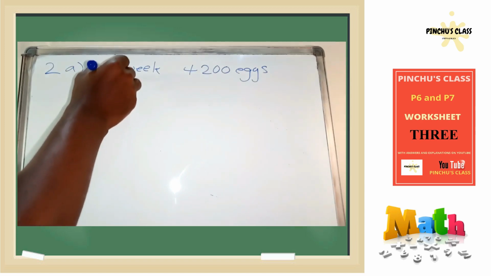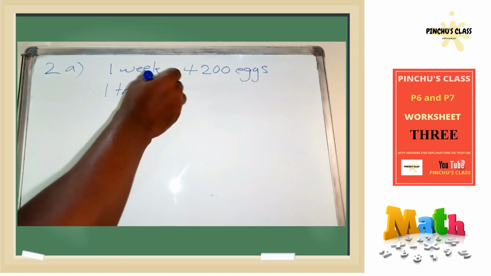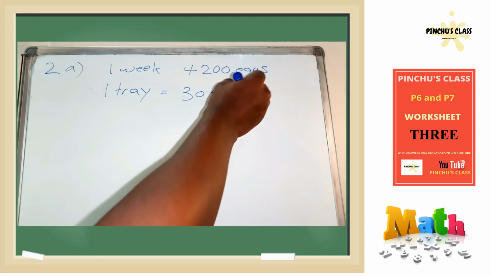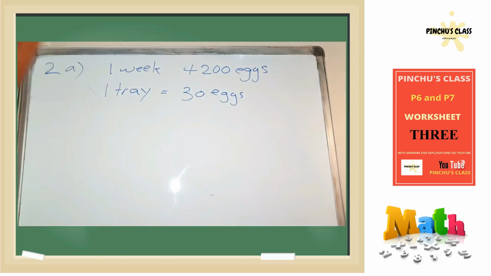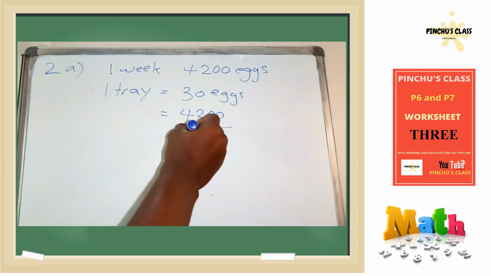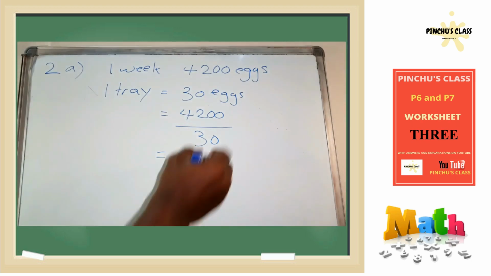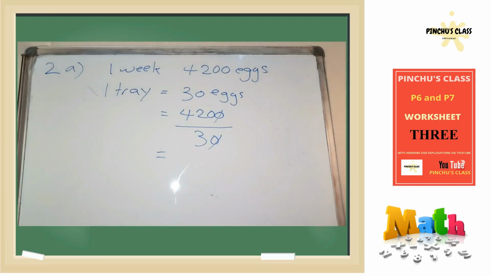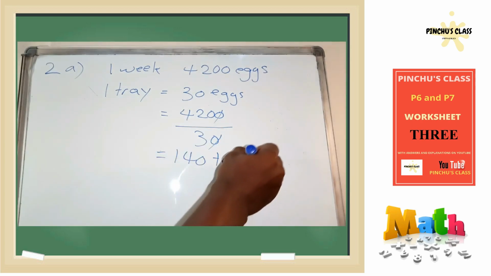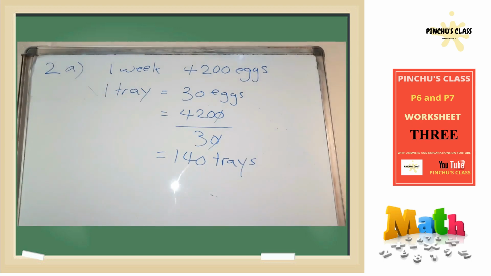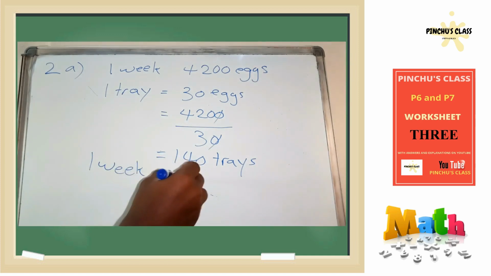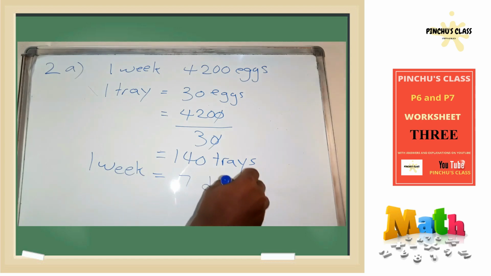So remember, one tray is equal to 30 eggs, right? Now we have 4,200 eggs, so this is going to mean 4,200 divided by 30, and if you cross out the zeros, it will be 140 trays. Okay, now that's not the end. Then we know that 1 week has 7 days, right? 7 days.